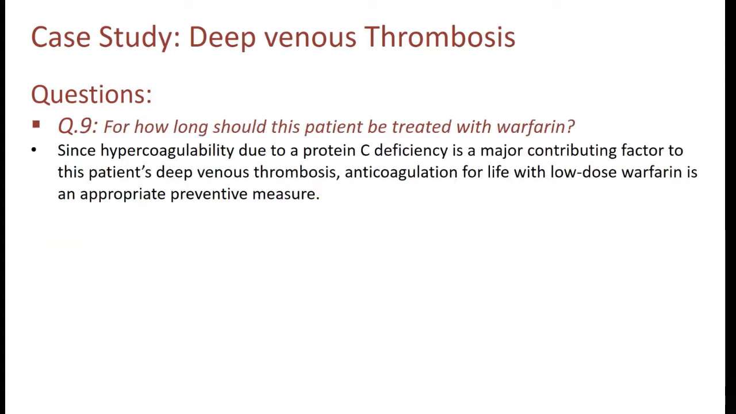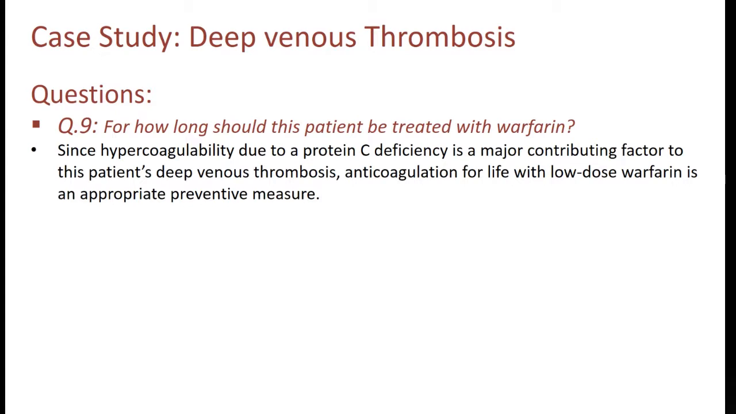Okay, so for how long should this patient be treated with warfarin? This is an important decision to be made in managing such patients. So look at the patient's history carefully. Since hypercoagulability is due to a protein C deficiency, which is a major contributing factor to the patient's deep venous thrombosis, anticoagulation is indicated for life. Anticoagulation for life with low dose warfarin would be the appropriate preventive measure.